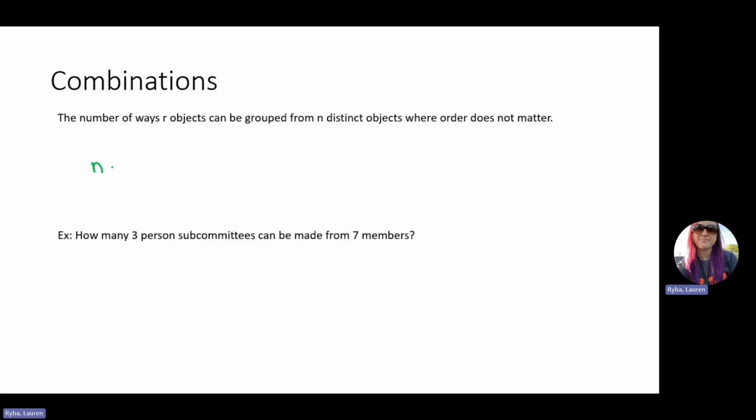This one is going to look like nCr, standing for combination instead of permutation. It also has a formula. n factorial is still going to be over n minus r factorial, but we're also going to put in an r factorial. There's an extra piece that we are dividing out to get fewer outcomes. We are getting rid of all of the duplicate, triplicate, whatever we have, different arranged orders of the same grouping.